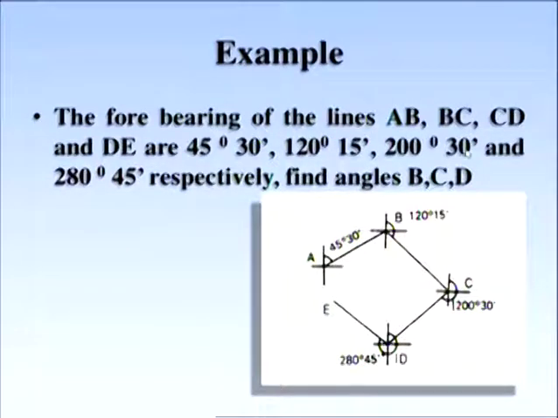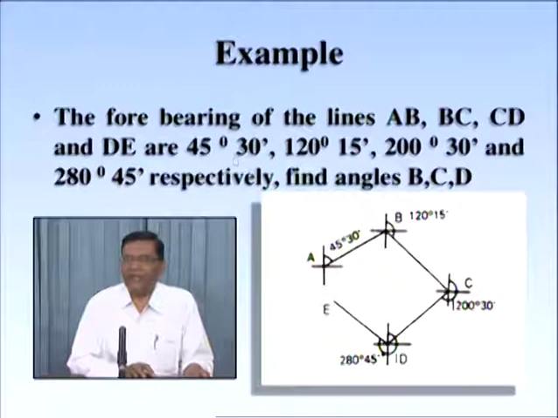Now the fore bearings of the lines AB, BC, CD and DE are given. Here, this is the first bearing, AB, 45 degree 30 minute. Always put north in the upward direction. So this is the north, south, east and west line. 45 comes here. You do not have to draw the figure exactly. Approximately, everyone knows that 45 comes in between this. So draw line AB over here, and put the point B over here.